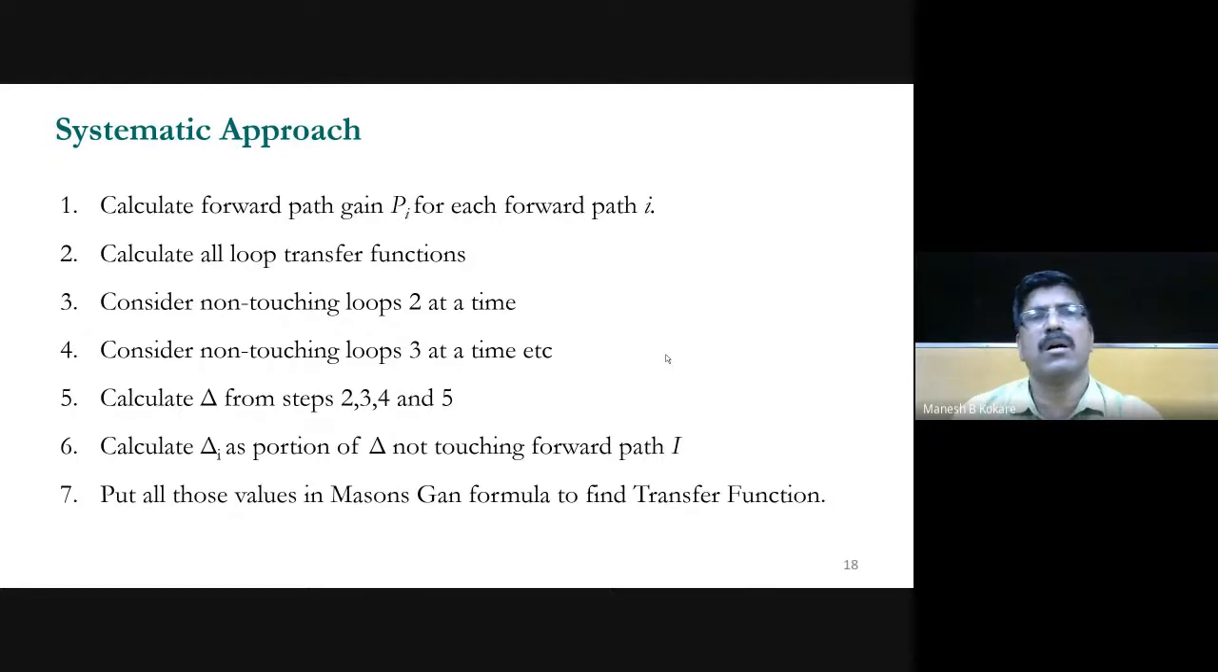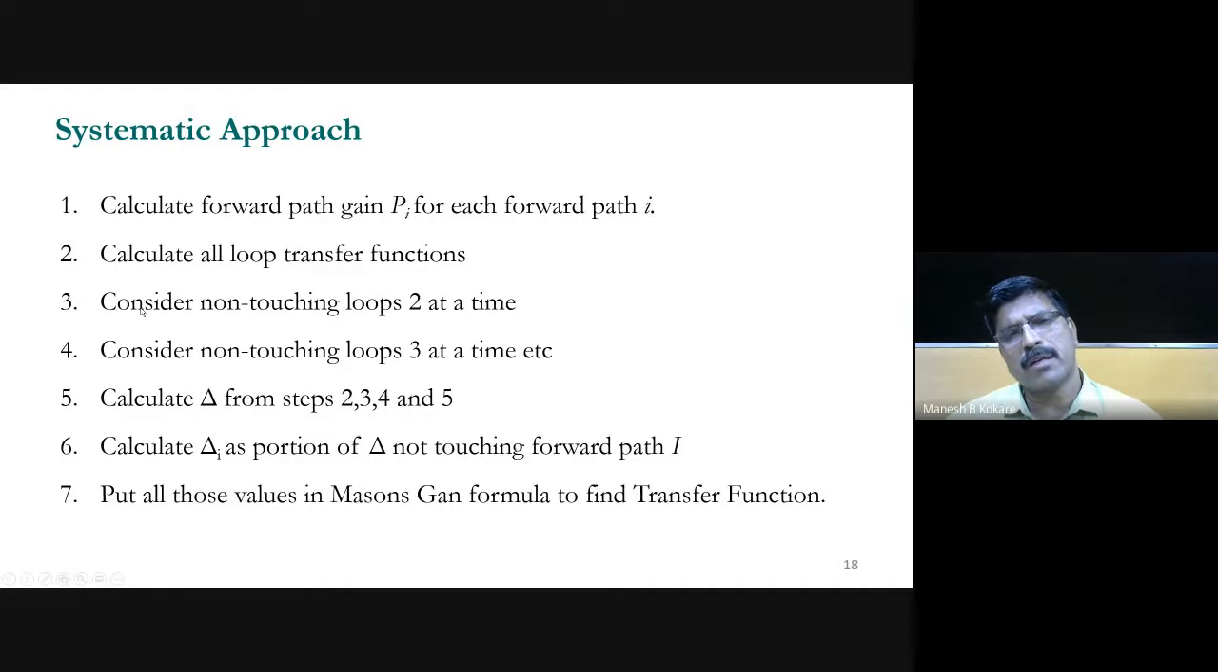Now, the systematic approach for finding the overall transfer function using a signal flow graph is this. In the first step, you have to calculate the forward path gains pi for each forward path i. For example, you have to identify how many forward paths are there. If n is equal to 3, then you have p1, p2, and p3. So the first thing while solving the signal flow graph is to calculate the forward path gain pi for each forward path i. Once it is done, calculate all loop transfer functions, so you have to find all the loop gains.